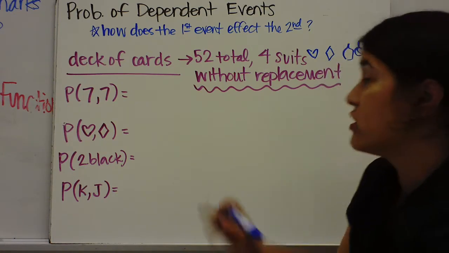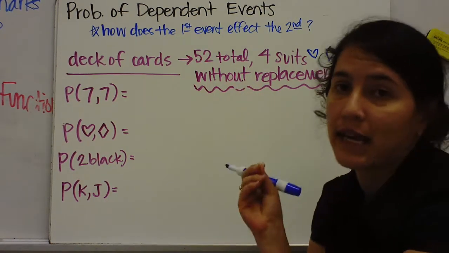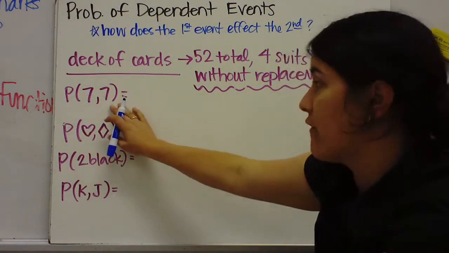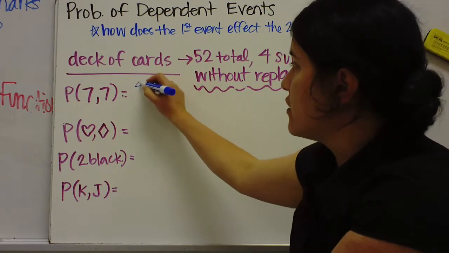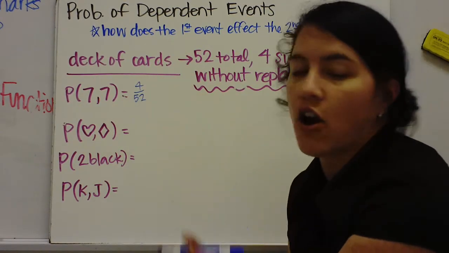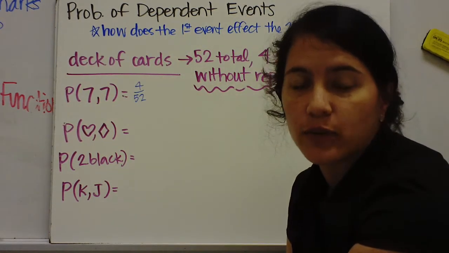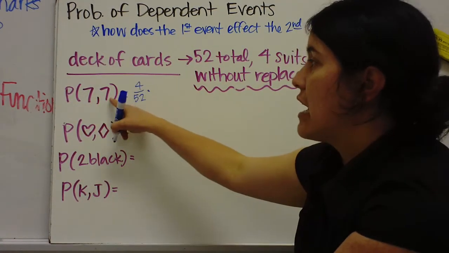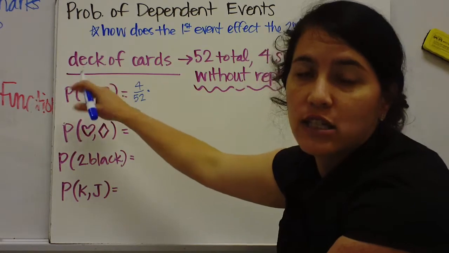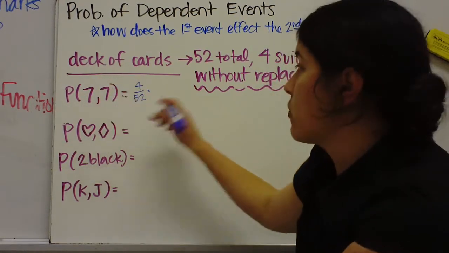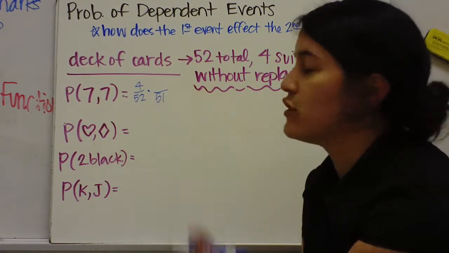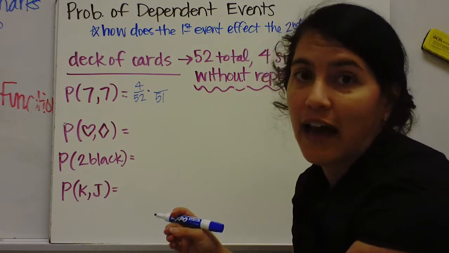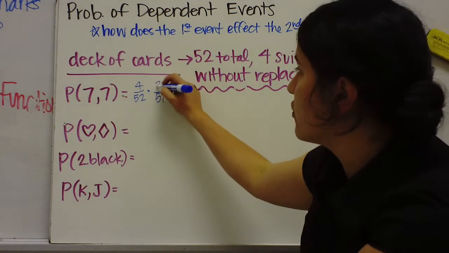And we're going to do without replacement. That means we're going to take it out, we're not going to put it back. So what's the probability of getting a 7 and then another 7? The first 7 is 4 out of 52 because there are 4 7s out of 52. Now, the next probability of a 7, because our first chance is going to affect the second one, we're not going to have 52 cards anymore, we're going to have 51. And then assuming you pulled a 7, you wouldn't have 4 7s anymore, you would only have 3.